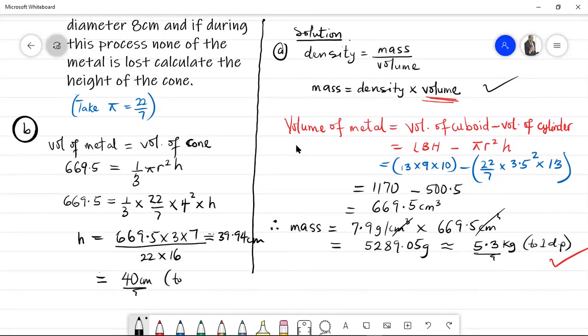Remember to say that this is approximated to 2 significant figures. And that is the final answer for the height of the cone. I want to believe this is very explanatory and you understand how we have applied the formulas, volume of cone, volume of cylinder, volume of cuboid, to answer this question. So these are examples of how to apply those formulas to solve questions on volumes of solid.